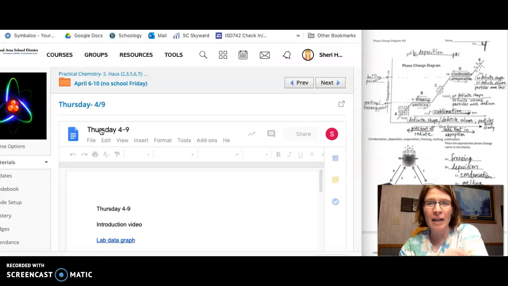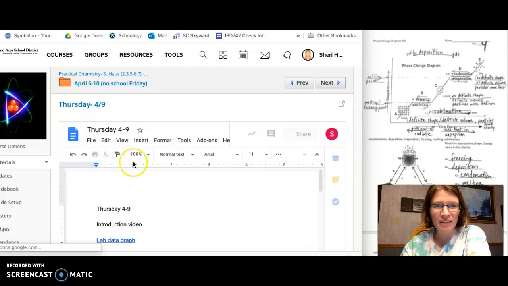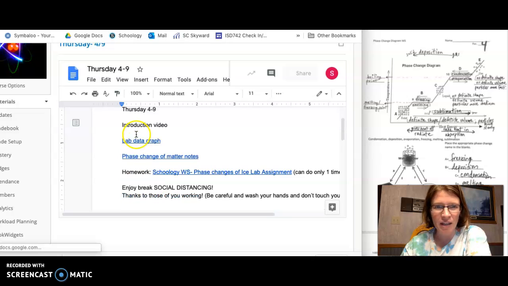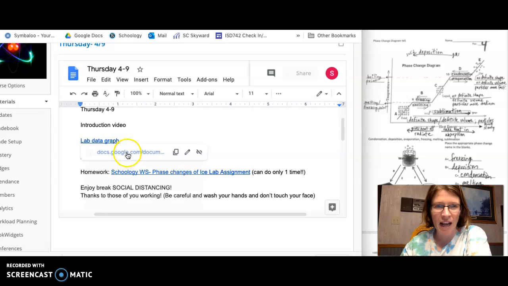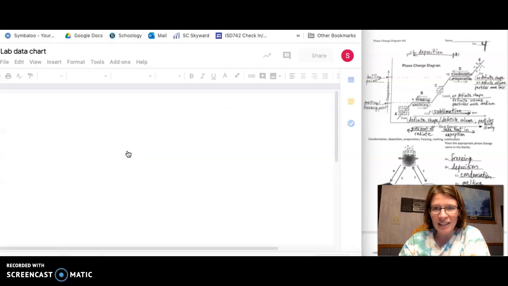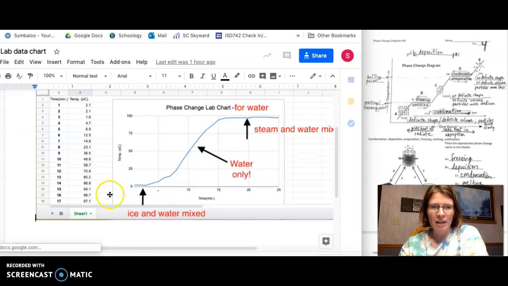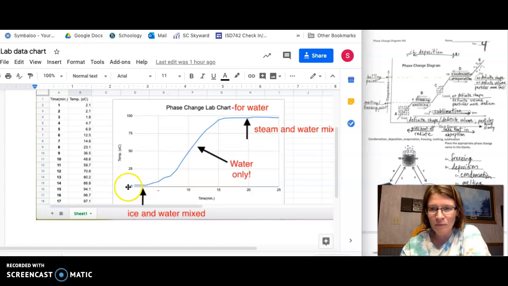Yesterday, you did a lab where you recorded all of the data. So what I did was I took that data that you gave me and I turned it into a graph. Here's your lab data graph. If you click on this, it shows you what the graph looks like if you were to have plotted it all out. Here's where it started in the beginning, where you had the ice, and then pretty soon, you had it on the hot plate.